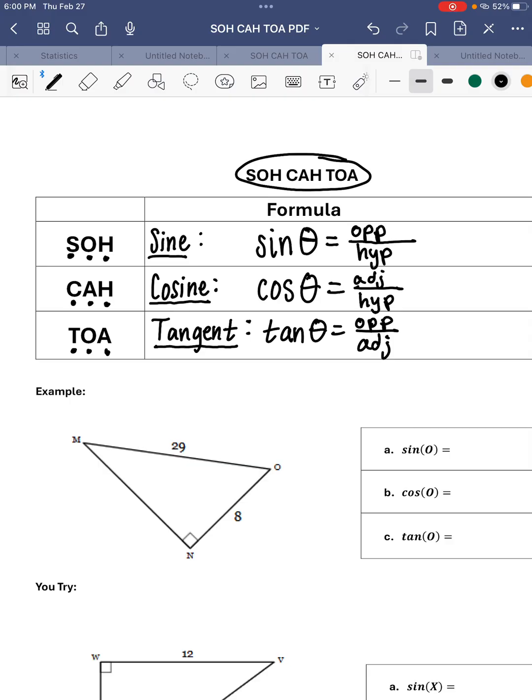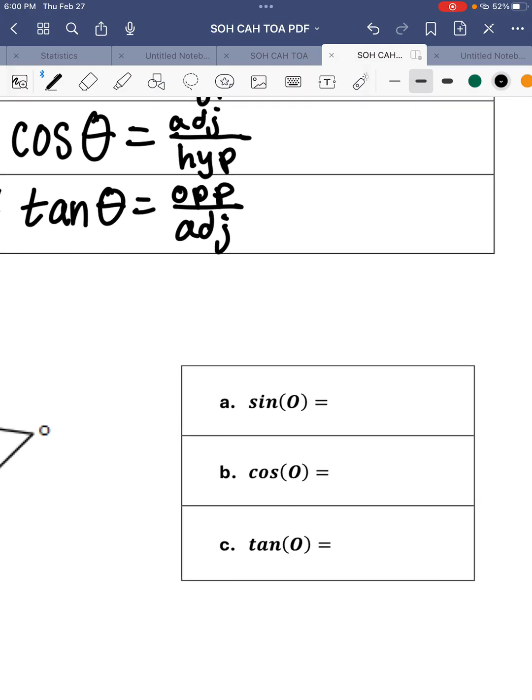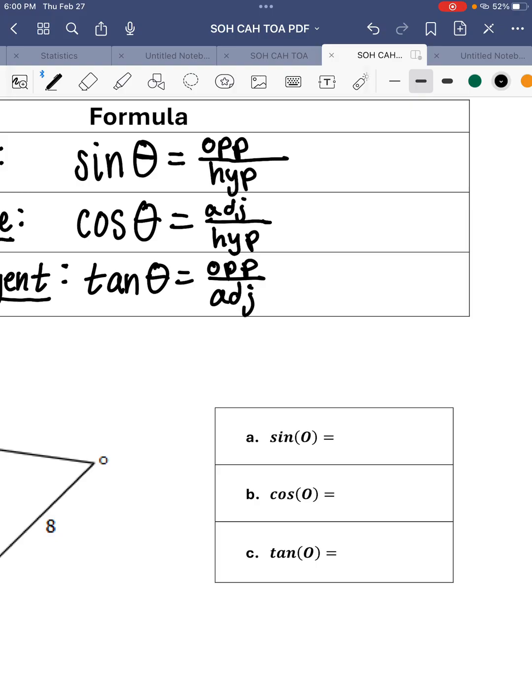Now, coming down to the example here. Anytime it asks you for the sine, first thing I'm going to do is just write down the formula. Sine is opposite over hypotenuse. Cosine is adjacent over hypotenuse. And tangent is opposite over adjacent.